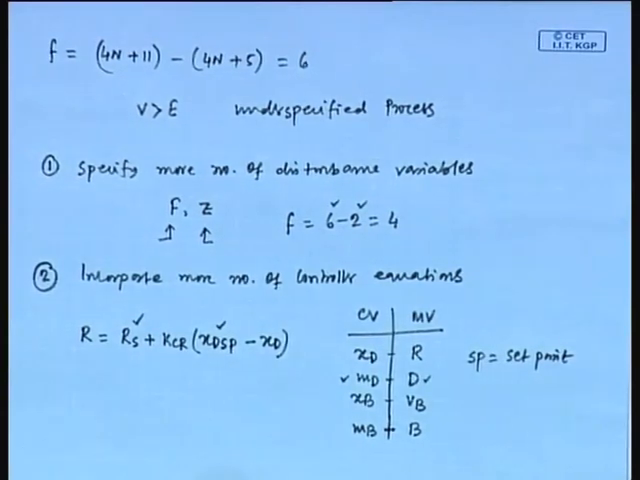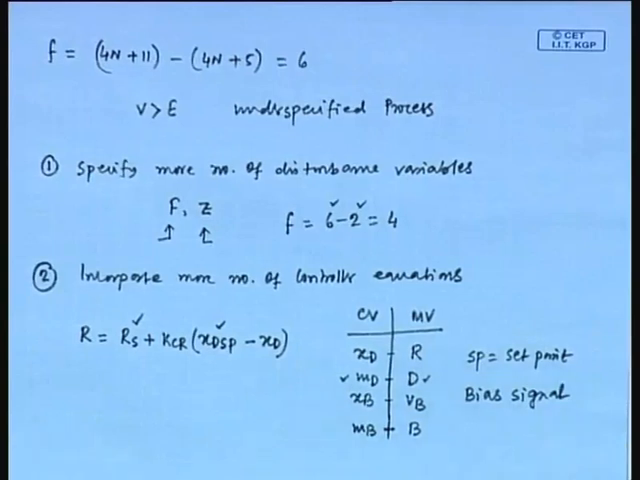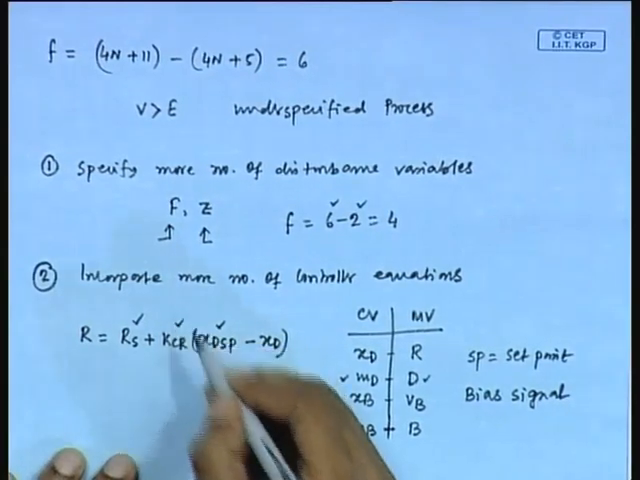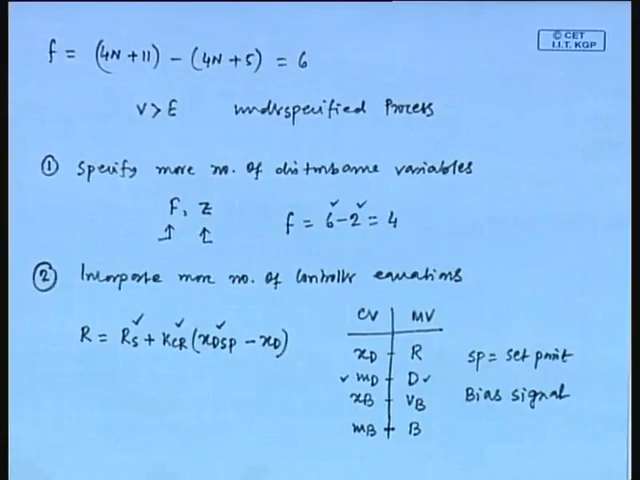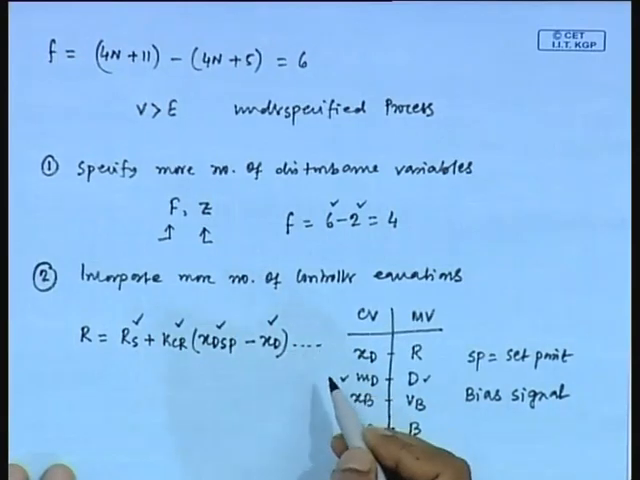And this RS is the steady state value of R. In process control, we call RS the bias signal. That is basically the steady state value of reflux rate R. KCR is the controller parameter which we need to determine, or we call it the tuning parameter. That is basically a constant term. XD SP is the XD set point, that means the desired value of XD, and this is the actual XD. So, this is one equation.